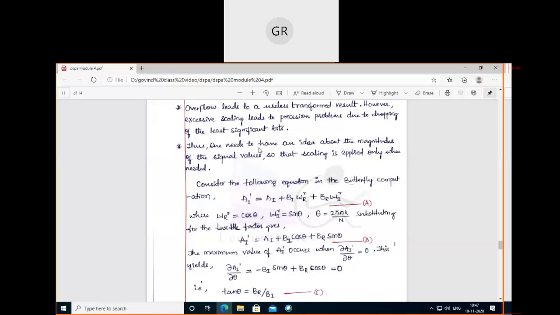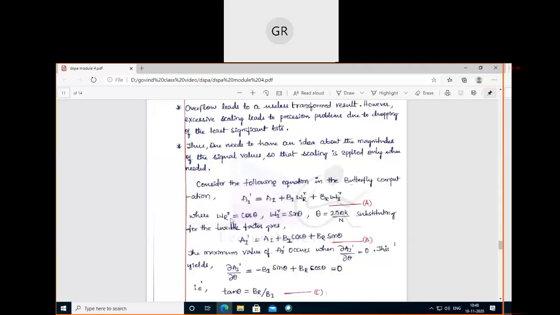Okay, thus one needs to have an idea about the magnitudes of the signal values so that scaling is applied only when needed. You can consider the equation A dash equal to AI plus BI WRR plus BR WIR. So it is temp, a temporary value.